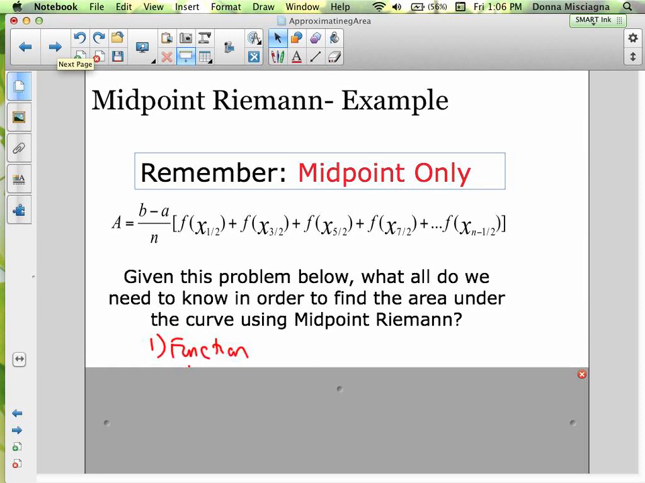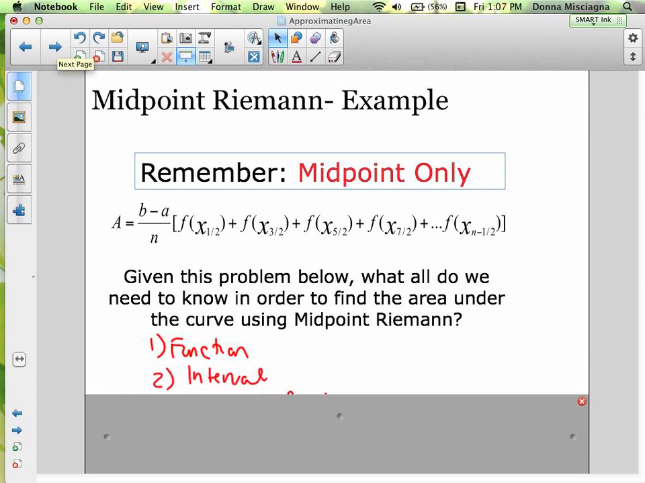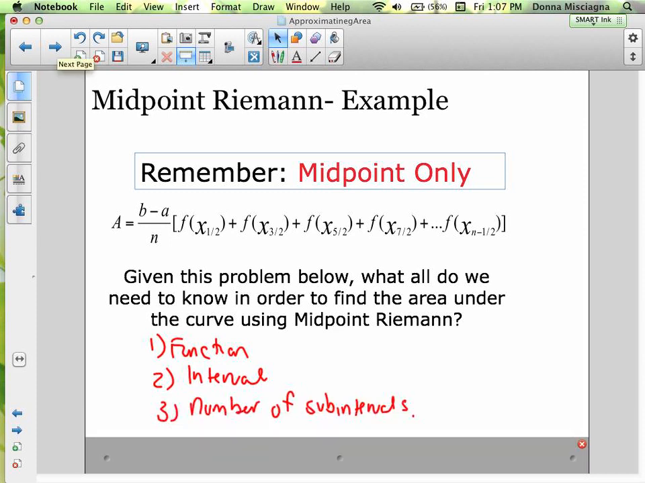using a Riemann sum, of course you need to know the function. Right? Either you need a curve, you need an equation, or you need values to work with. You need to know the interval, right? Where are the two endpoints? And then you need to know the number of subintervals, right? So that's the only thing you ever need to know. All right, so let's do a couple of these together.